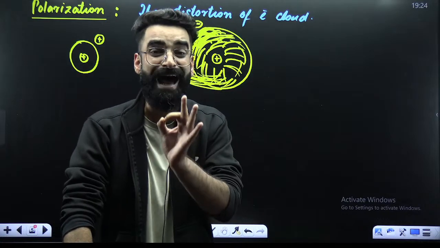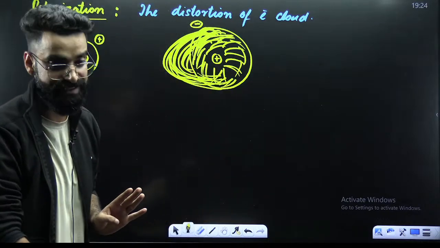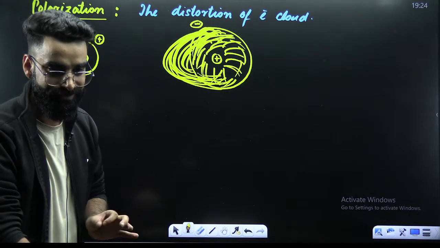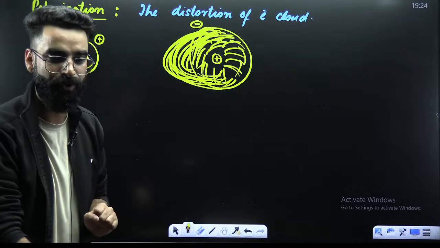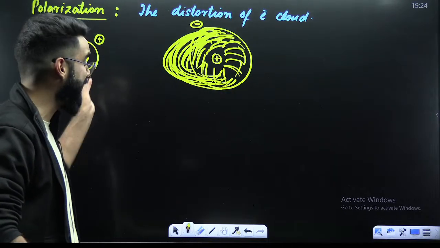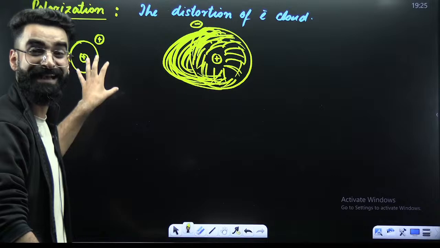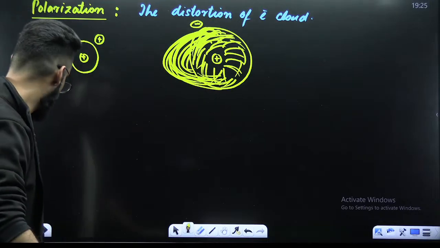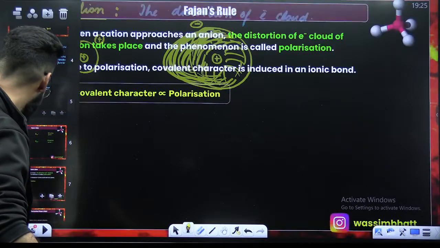I believe you got the idea of what this polarization exactly is all about. Did you understand what is meant by the term polarization? So I would say this cation has polarized this anion. This cation has distorted the electron cloud of the anion.